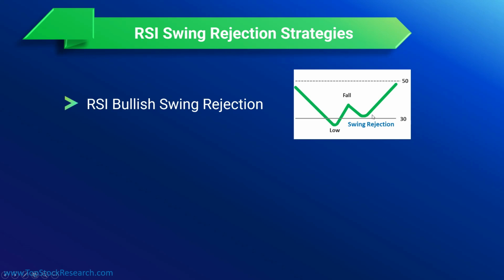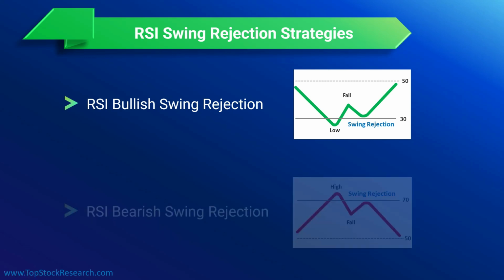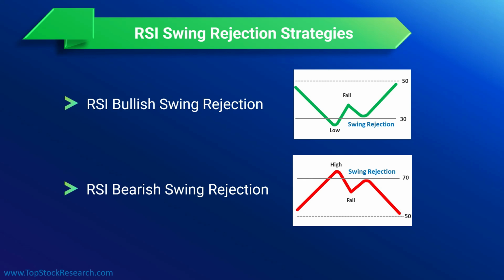So once this line is crossed, it's a very powerful signal. That means the bears have lost control and bulls are now taking charge. This is called bullish swing rejection. Similarly, the opposite of this is bearish swing rejection, where it was in overbought territory, came down, again tried to go into overbought territory, couldn't go, and is coming down. So now this is again a very good signal, right? So this is swing rejection.